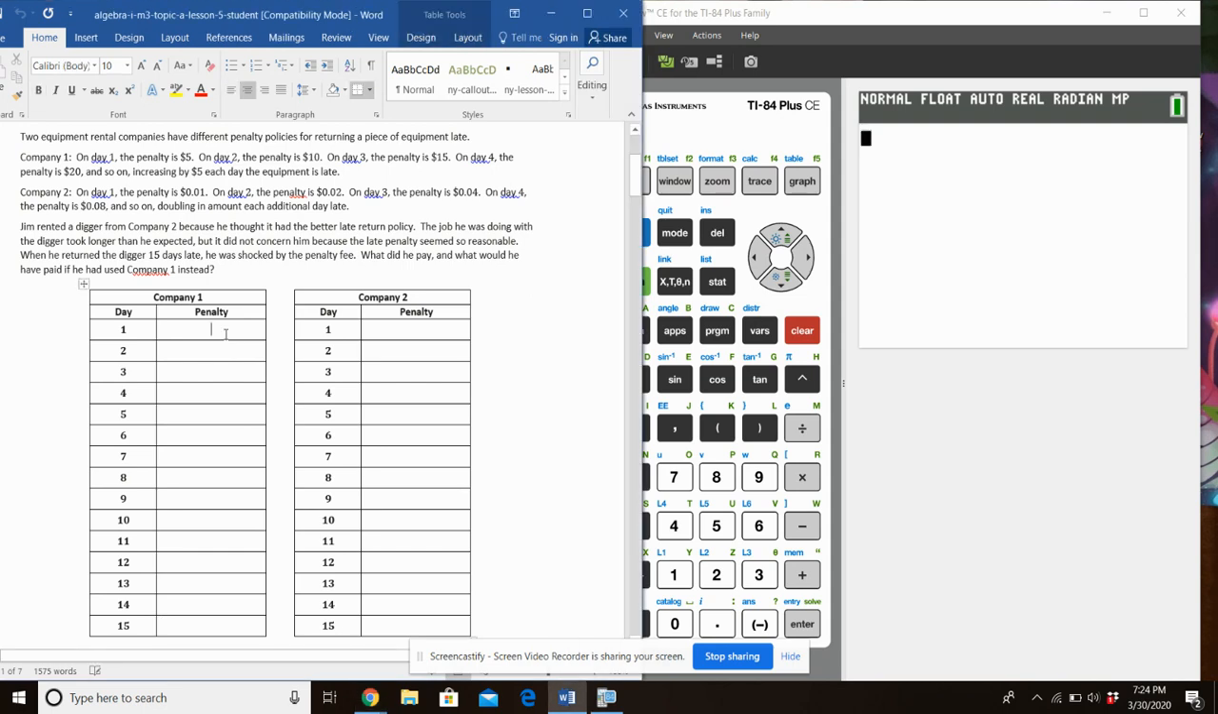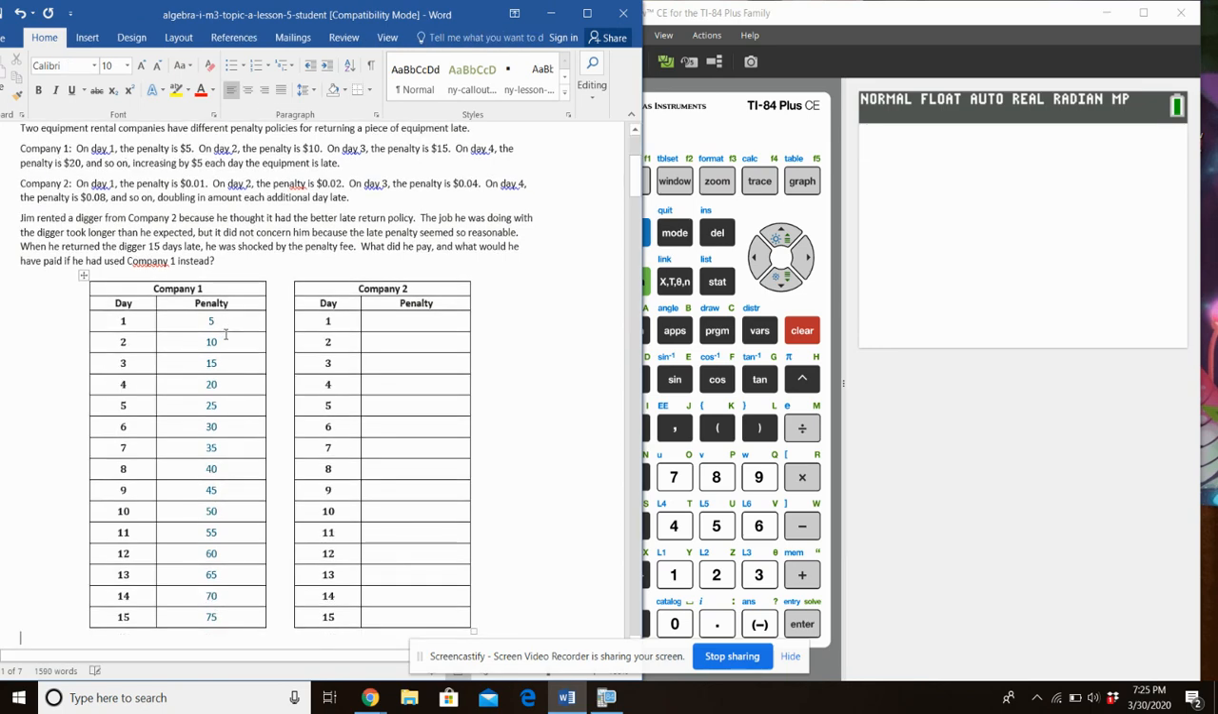For the sake of making this easy, I'm not going to put in dollar signs, but please pretend that they are there. So day 1 would be 5, day 2, 10, then 15 and 20, which they told us. Notice that this is increasing by 5 each day, so that would be an arithmetic sequence. Common difference of 5, so we are going to just continue to add 5. So 25, 30, 35, 40, 45, 50, 55, 60, 65, 70, 75.